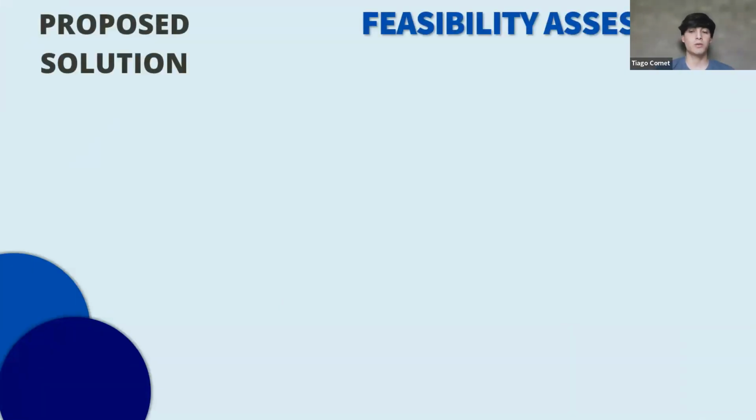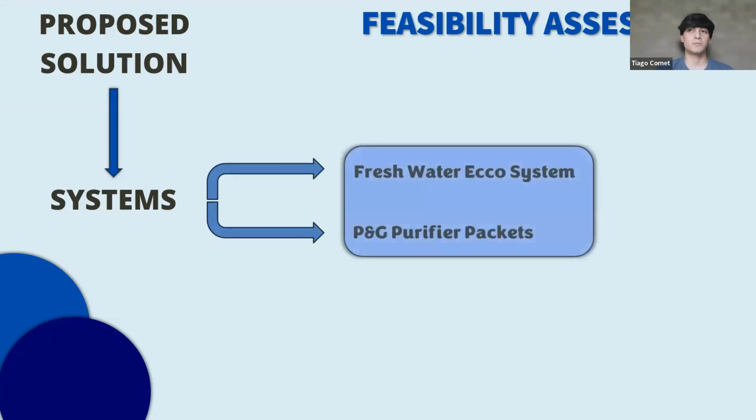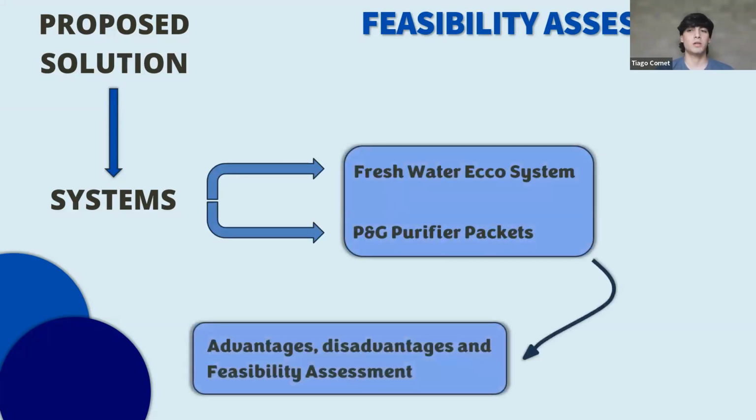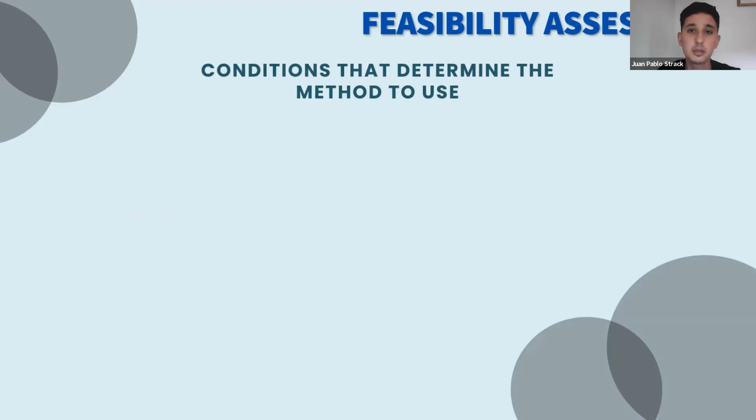In this section, a feasibility assessment will be done over the proposed methods. The purpose is not to select only one method. It is to state the advantages and disadvantages of each and to determine their feasibility and implementation conditions. So the implementation conditions determine the method to use in each school in each case.